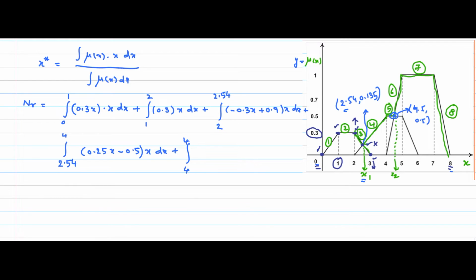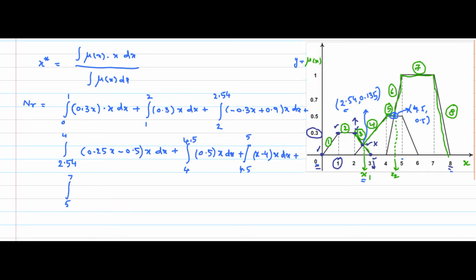So 4 to 4.5 into line equation 5. So what is line equation 5? y is equal to 0.5. So it will be 0.5 into x dx plus, next one is sixth line equation. So it is integral of 4.5 to 5, line equation 6. y is equal to x minus 4 is the line equation. So it is (x minus 4) into x dx plus seventh line equation, integral of 5 to 7.